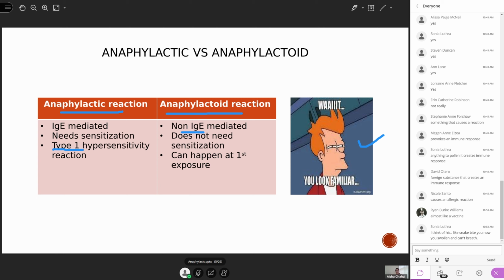So you have to be mindful that even if people haven't received the antibiotic in the past and they say, I should be fine, still there can be a reaction, okay? Yeah, so this is the difference between anaphylactic and anaphylactoid reaction.